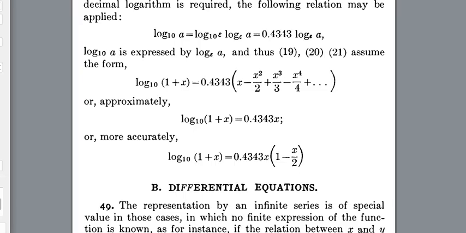Or, approximately, the logarithm base 10 of the quantity 1 plus x equals 0.4343 multiplied by x, or, more accurately, the logarithm base 10 of the quantity 1 plus x equals 0.4343 multiplied by x multiplied by the quantity 1 minus x/2. Section B.